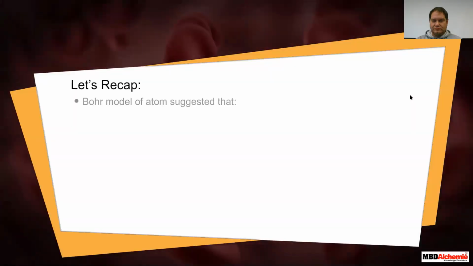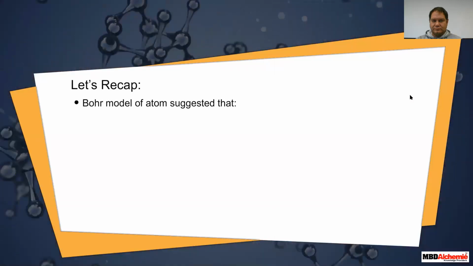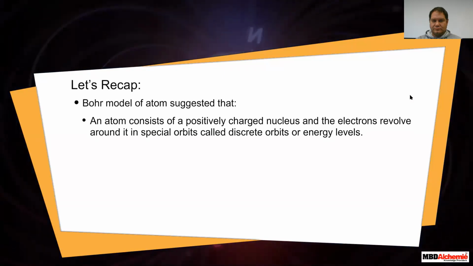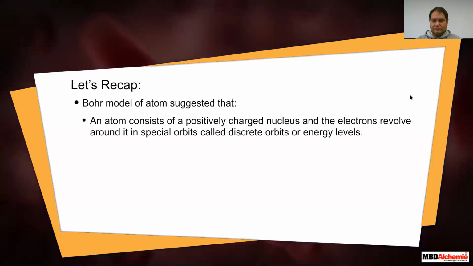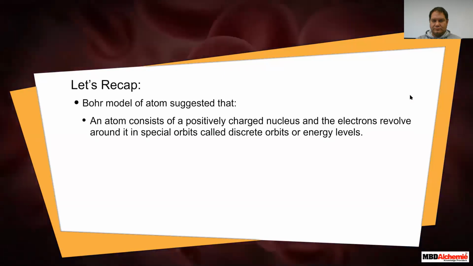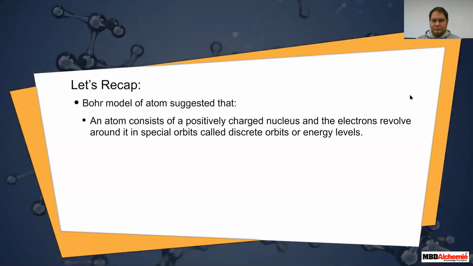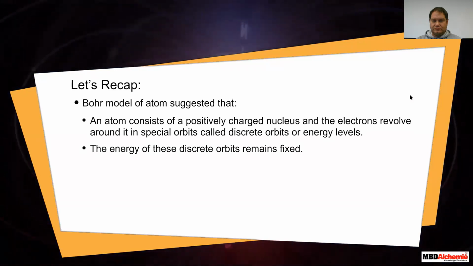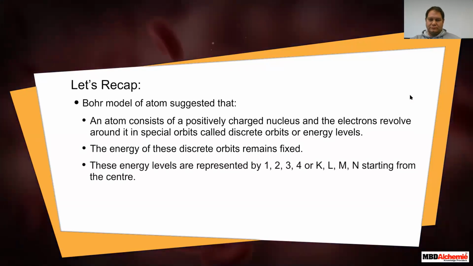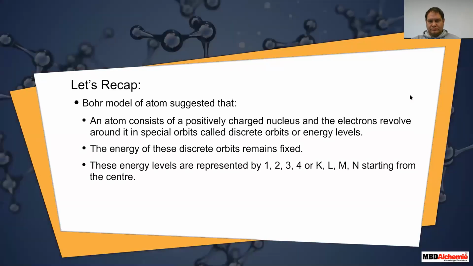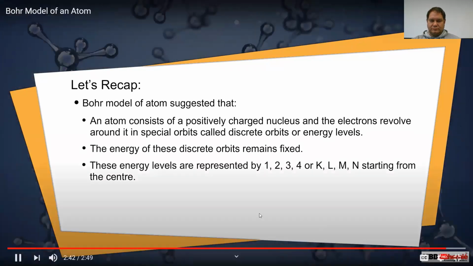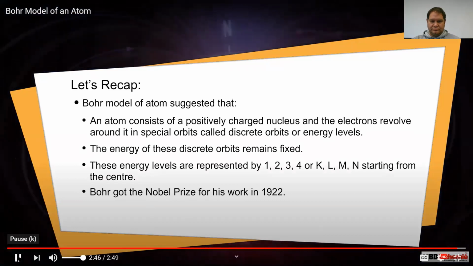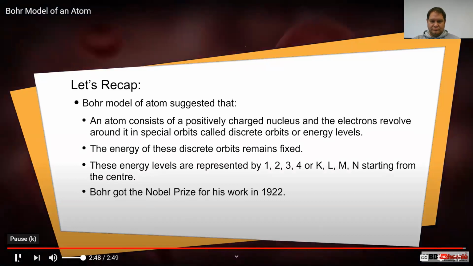Let's recap. Bohr model of atom suggested that an atom consists of a positively charged nucleus and electrons revolve around it in special orbits called discrete orbits or energy levels. The energy of these discrete orbits remains fixed. These energy levels are represented by 1, 2, 3, 4 or KLMN starting from the center. Bohr got the Nobel Prize for his work in 1922.